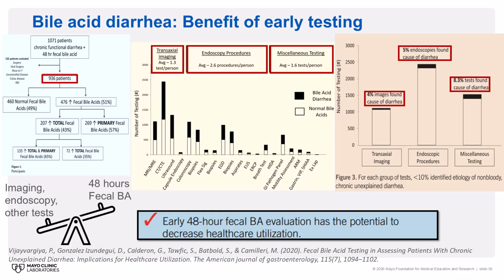So the fact of the matter is that there is an opportunity to reduce healthcare utilization by early adoption of the 48-hour fecal bile acid evaluation, which is what we studied in this particular analysis. And I think in the future, this is going to be even more cost-effective once we have the combo test that Dr. Donato mentioned, which is the random stool sample for primary bile acids and the fasting serum 7-alpha-C4. Next slide.